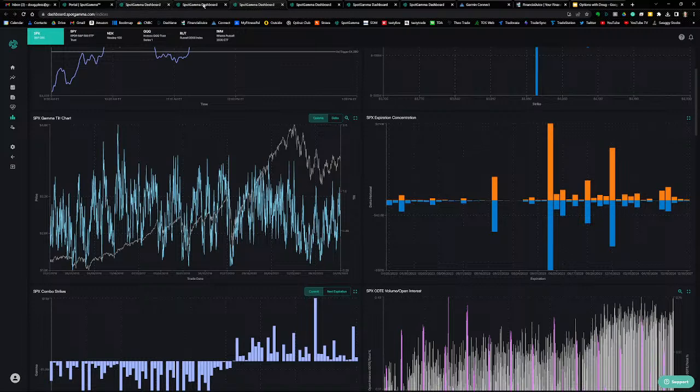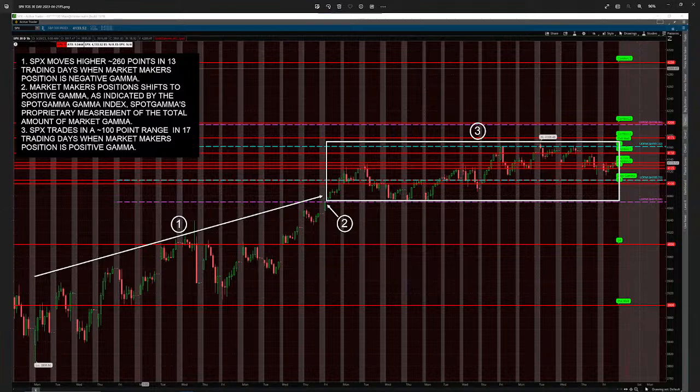All right, let's take a look at some data now. And actually, before I do that, I want to show a couple of charts, something that I've talked about earlier. I posted this in Discord a few days ago, showing how in the number 1 zone here, market makers' position on the gamma curve was negative. And this is showing a pretty strong rally moving up. SPX moved up 260 points in 13 trading days when market makers' position on the gamma curve was negative.